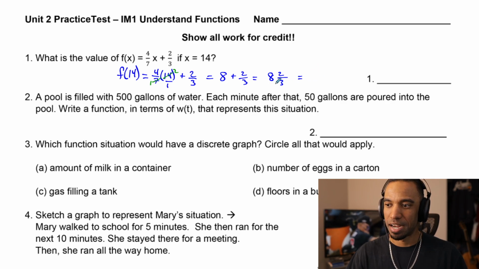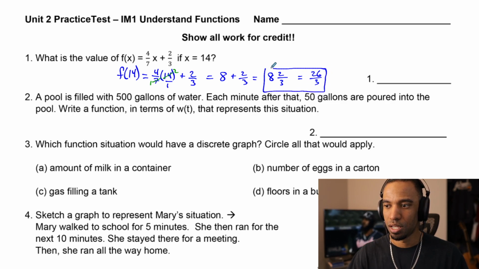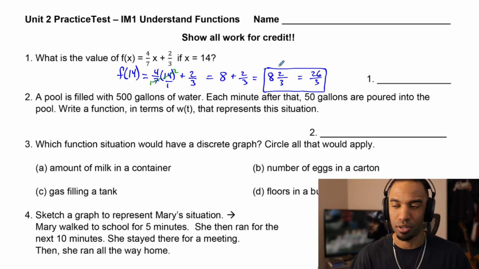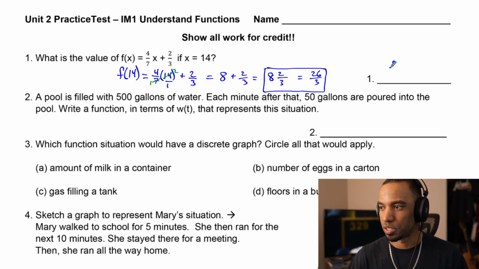As an improper fraction, you do denominator times whole plus numerator. Denominator times whole is 24. 3 times 8 is 24, plus 2 is 26. That's 26/3 as an improper fraction. Either or works. I don't want to convert to decimal because I'd have to approximate it or put the repeating sign. I really don't like to do either, and they didn't ask us to do either there, so I'm not going to. I'm just going to write 26/3.